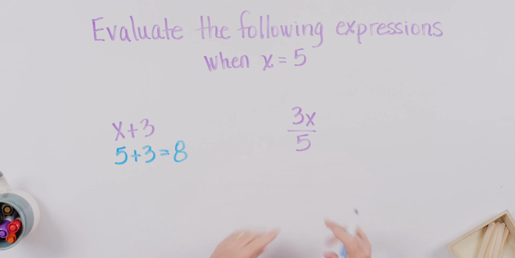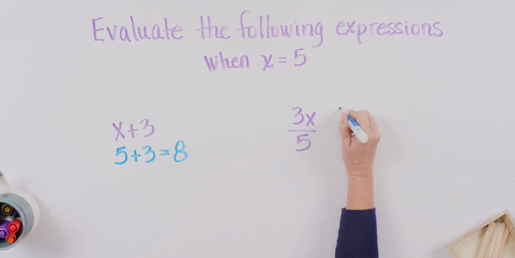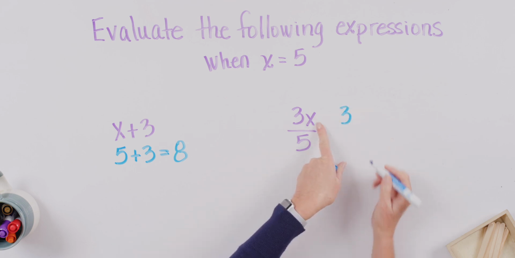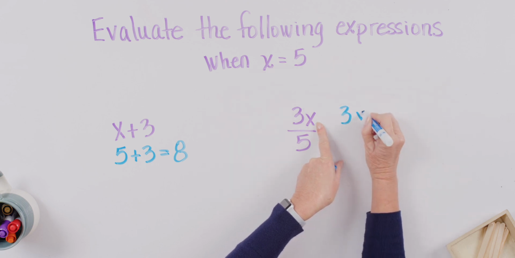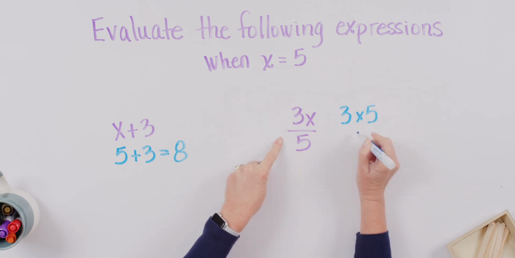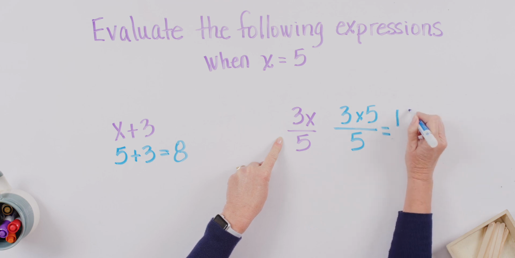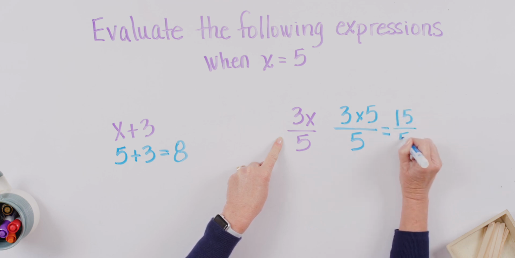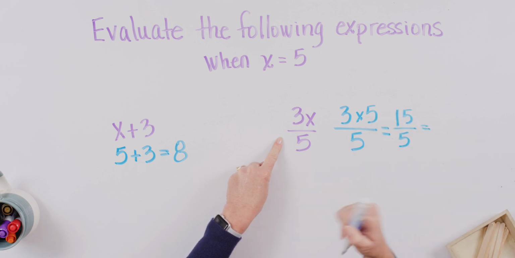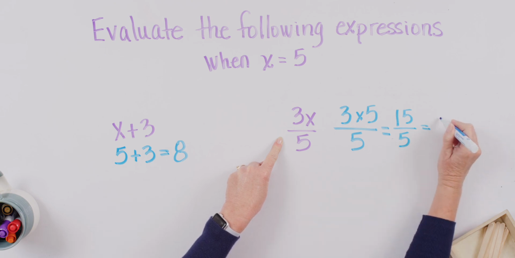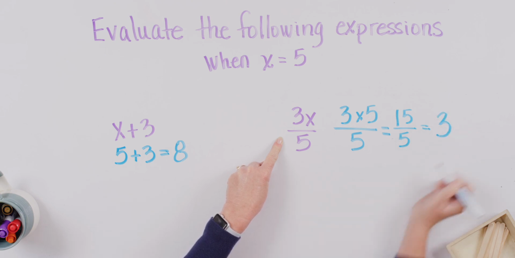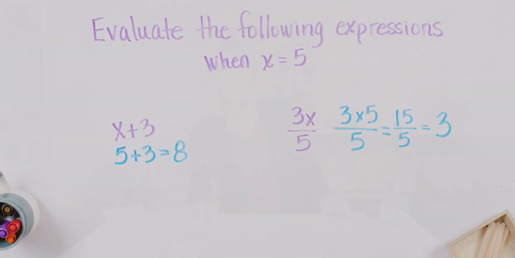All right, let's do this one over here. So I have my 3, and I'm multiplying it by my x, which is 5 over 5. As I work through this, I will get 15 fifths, which also equals the whole number of 3. See how easy that is?